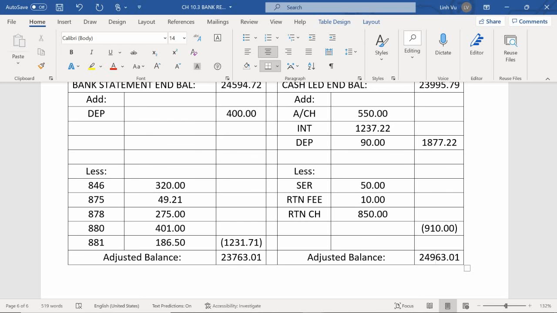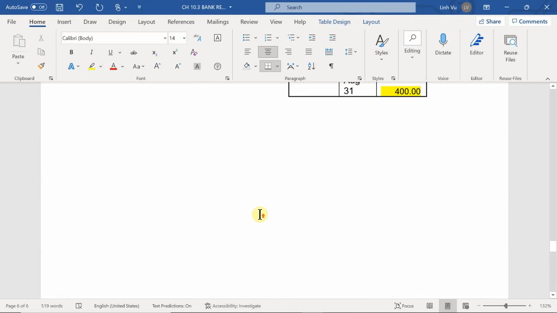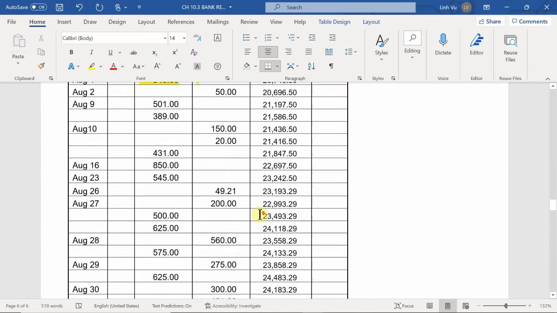Did that make any difference here? Yes, I still have a discrepancy. So what's my difference now? Now that I added $90 to my cash side, I have exactly $1,200 that I'm missing. Okay, so let's go ahead and try to find where that $1,200 is.